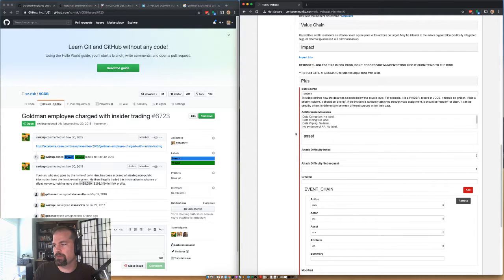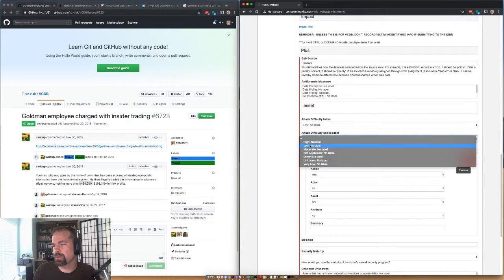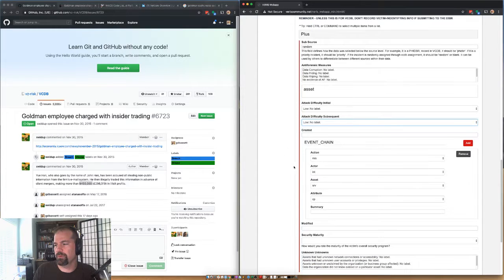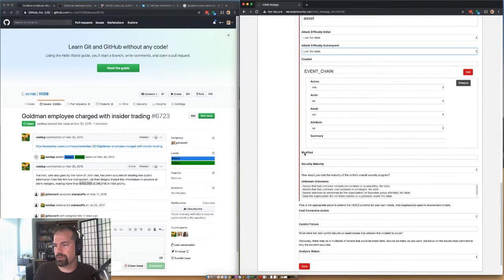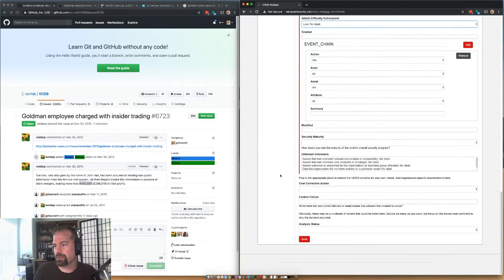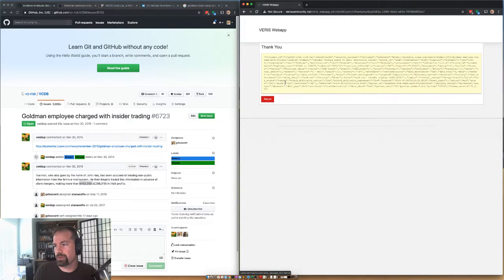Plus anti-forensic measures, we don't know. Attack difficulty, low. No. These we don't really use a lot. They're a holdover from previous issues. So we got the event chain. Create and modify get filled in automatically. Security maturity, we don't know. Unknown unknowns, we'll skip that. And we'll skip all the rest of this. Analysis. Put this as validated. And we'll save this.